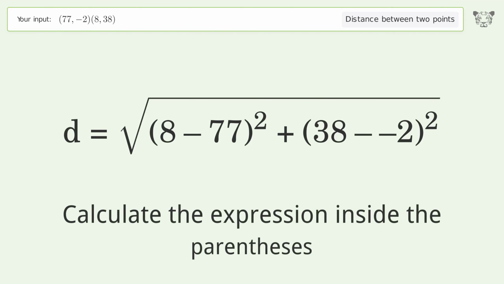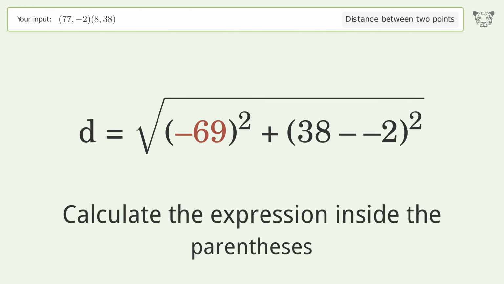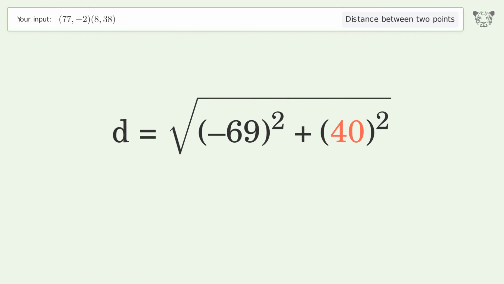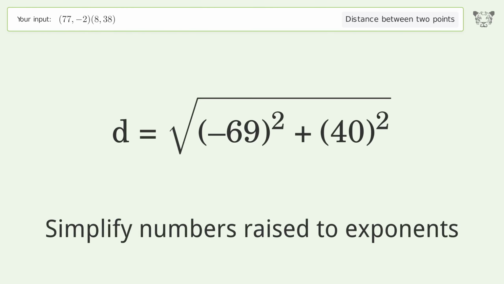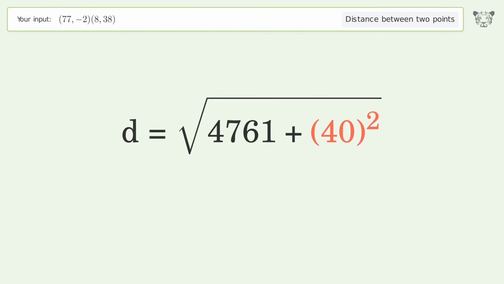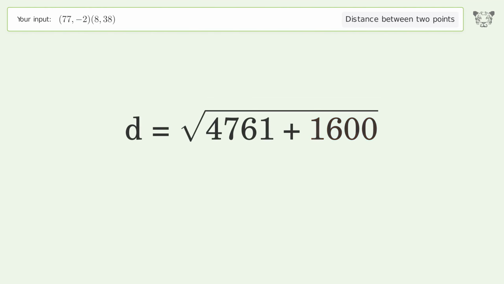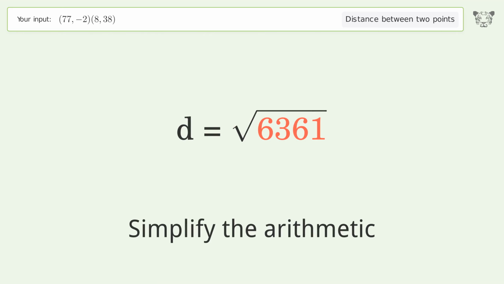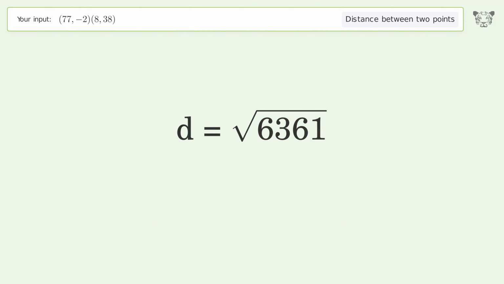Calculate the expression inside the parentheses. Simplify numbers raised to exponents. Simplify the arithmetic. And so the distance between the 2 points is the square root of 6,361, or 79.756.